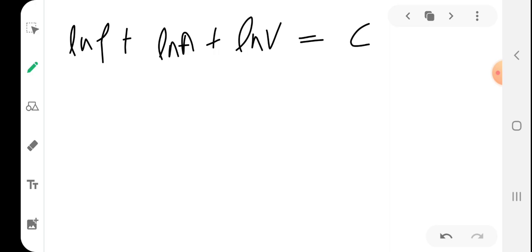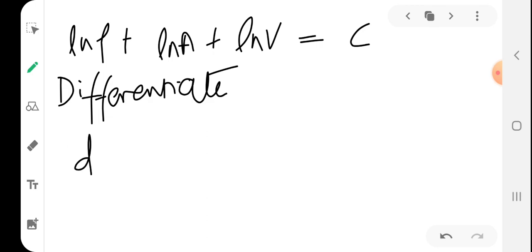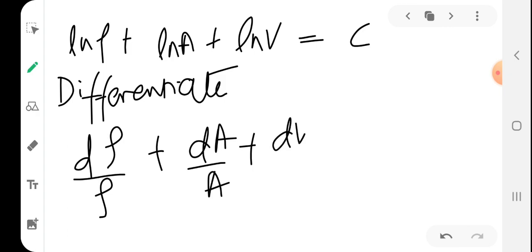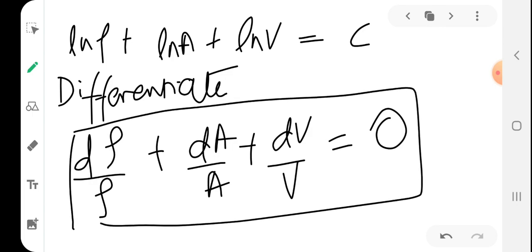Our equation was log rho plus log A plus log V equal to some constant. If I differentiate, the differential form will be d rho by rho, since the log of rho, when differentiated, gives d rho by rho, plus dA by A plus dV by V, and if you differentiate a constant, it will be 0. So this is the differential form of our continuity equation.